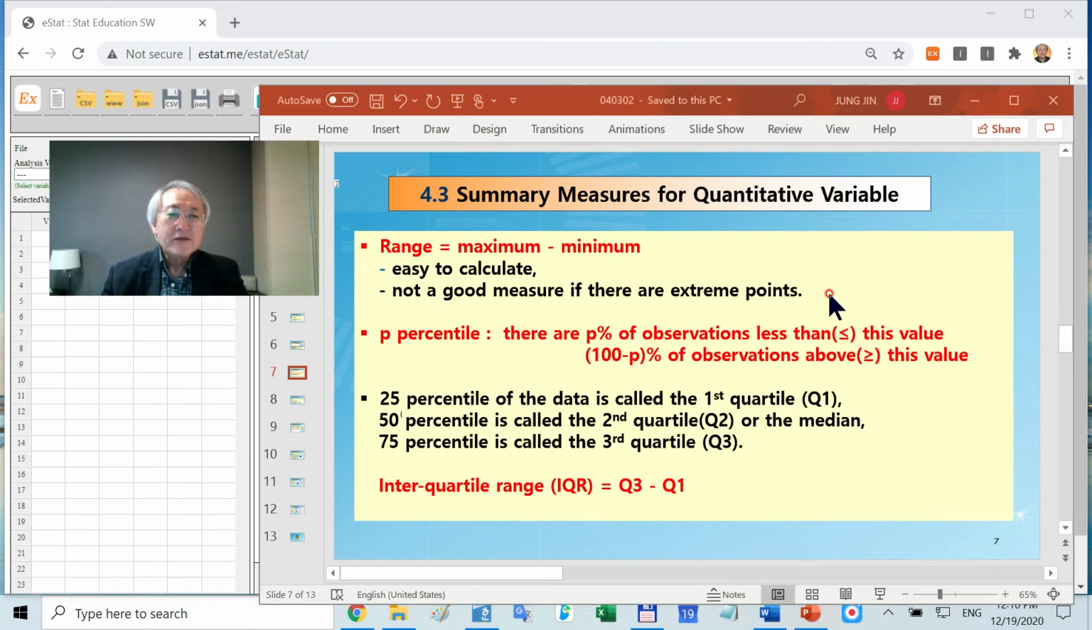Here's another measure of dispersion. Range is the simple one, it's just the maximum minus the minimum.